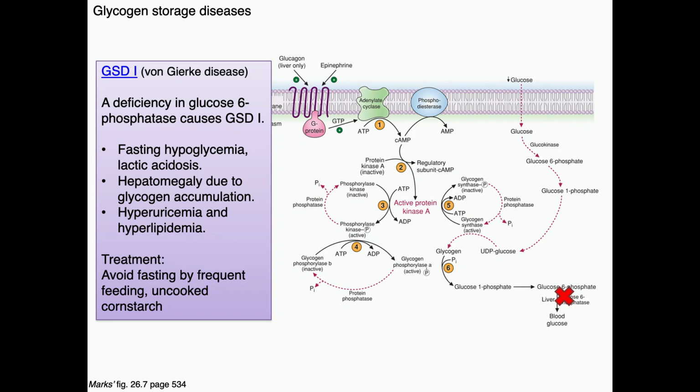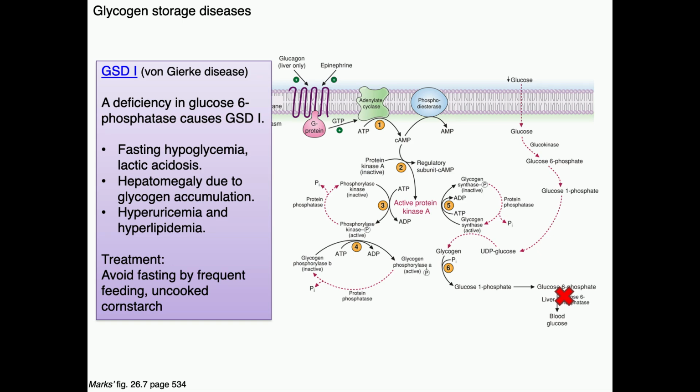Okay, so GSD1 is von Gierke disease. This is a deficiency in glucose 6-phosphatase. There's no problem with making glycogen. In the fed state, a person with a glucose 6-phosphatase deficiency can pack on the glycogen with no problem, but in the fasted state, when the person needs energy from that stored glycogen, there's no way to get it out of the liver, right? This inability to get the glucose 6-phosphate dephosphorylated to glucose is going to back up all the way and result in an accumulation of glycogen.